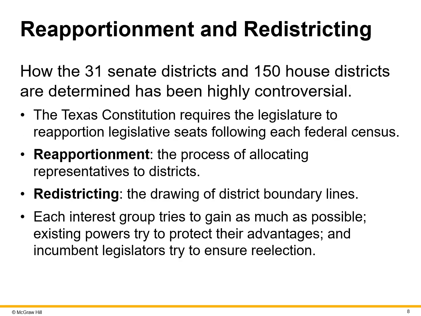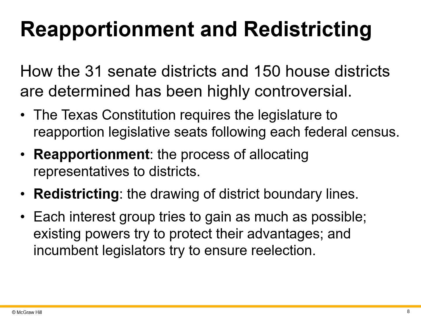How the 31 Senate districts and the 150 House districts are determined has been highly controversial. The Texas Constitution requires that the legislature reapportion legislative seats following the federal census, right? The federal census happens every 10 years. Reapportionment means the process of allocating representatives to districts. Redistricting is the redrawing of district boundary lines.